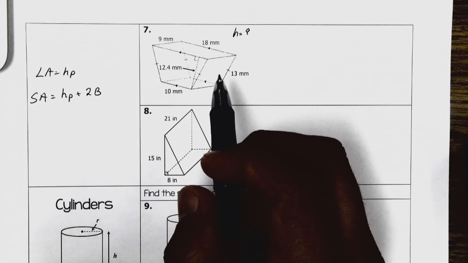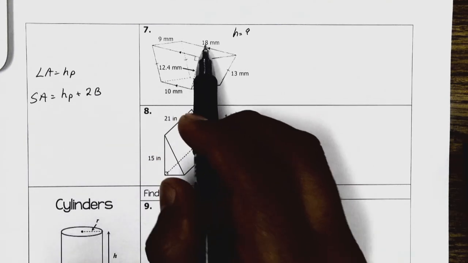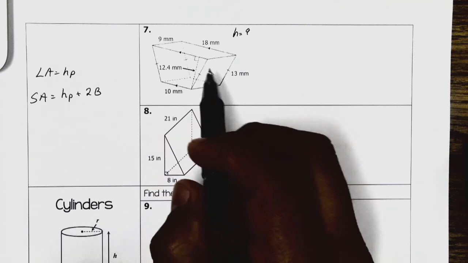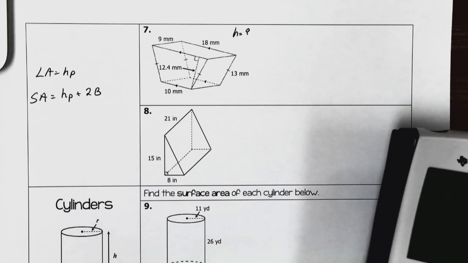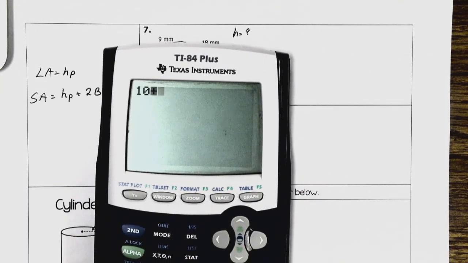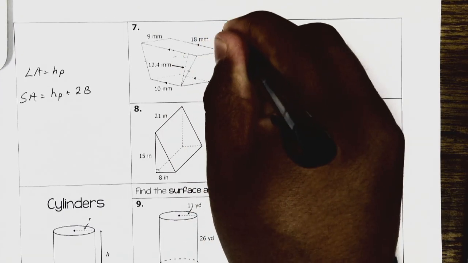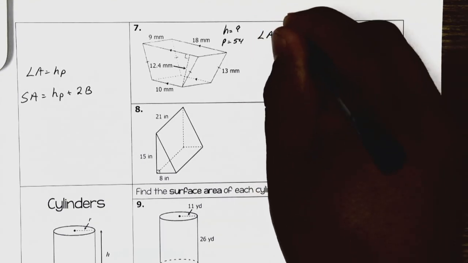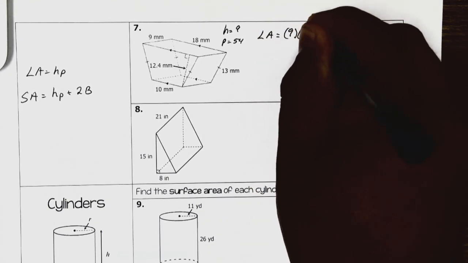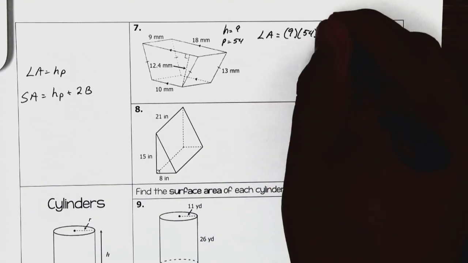And then the actual shape itself, the trapezoid, is the 10, the 18, and then this 13, but there's 2 of them because it's an isosceles. So to get the perimeter, you have to do 10 plus 18 plus 13 plus 13. So the perimeter is 54. All right, so lateral area equals 9 times 54. That's 486.